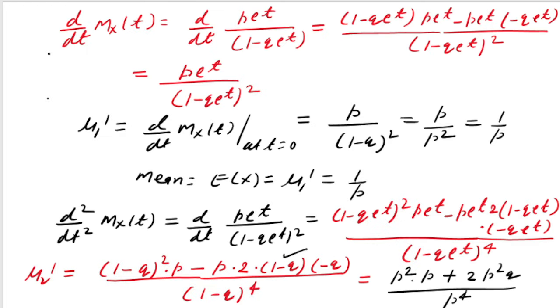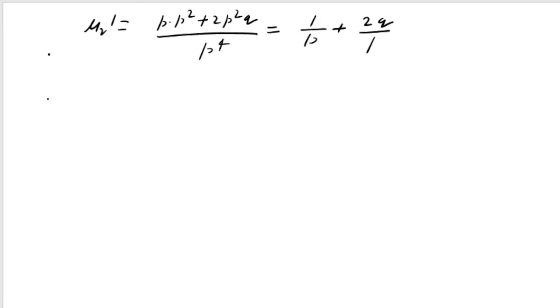So what we have got: mu2 dash is equal to, in the numerator, p into p square plus 2p square q, and in the denominator we have got p to the power 4. So you can simplify it. If you separate it, you will get 1 by p term, p cube by p to the power 4, that is 1 by p, and plus you will get 2q by p square, right? Now this is mu2 dash.